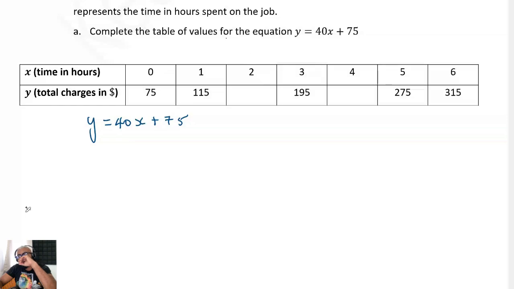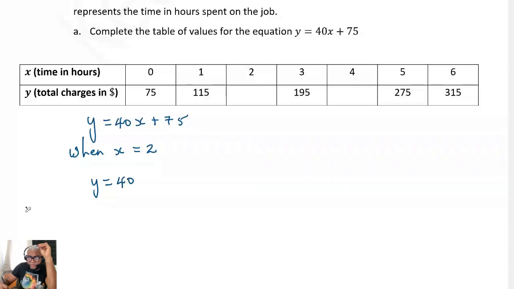So we have to find the Y. Excellent. So what would be X? X would be the time in hours. Which is what for the first missing number? 2. Excellent, Adams. So when X is equal to 2, we're going to replace X with 2, right? So it's going to be 40 by 2. You see that, Kaylee?